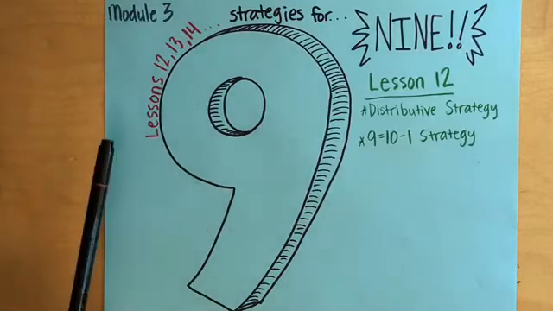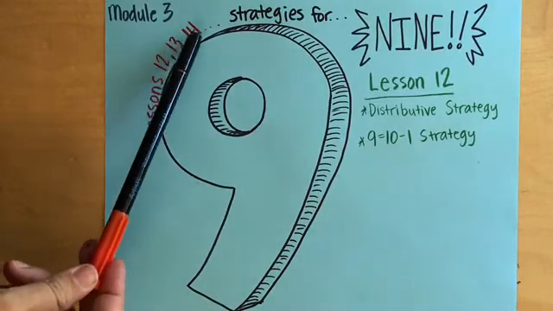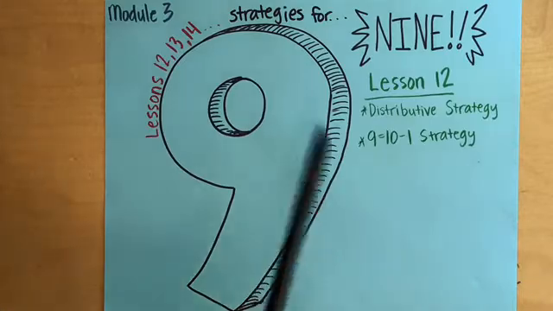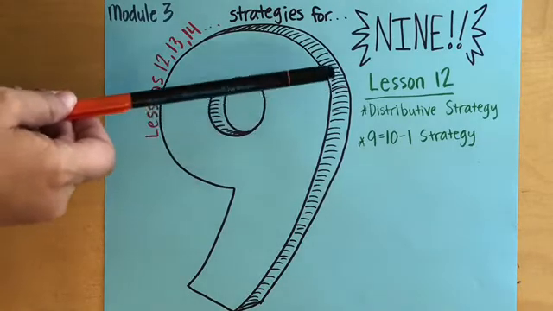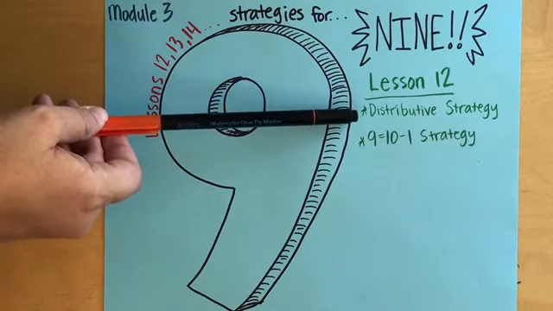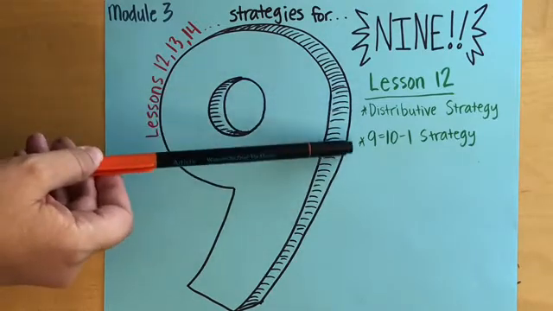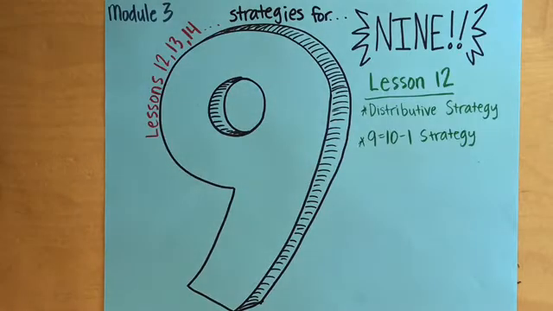Now, this is pretty cool because lessons 12, 13, and 14 all are talking about strategies on how to solve your 9 times facts. Nines are super fun, especially for those of us who love to play with numbers and math, because there's so many different strategies that you can use to find your nines by using all of the different things about multiplication that we've been learning so far. So today for lesson 12, we're going to be using the distributive property strategy, and then also the 9 equals 10 minus 1 strategy to figure out our nines problems. Let's go ahead and get started.